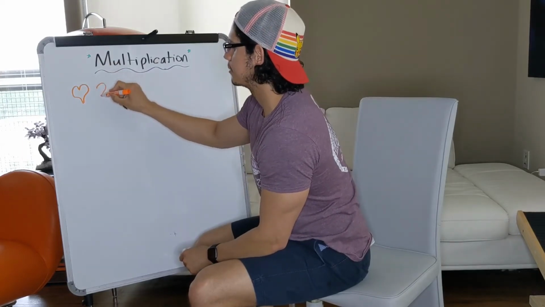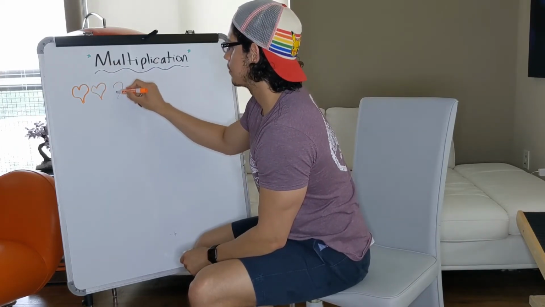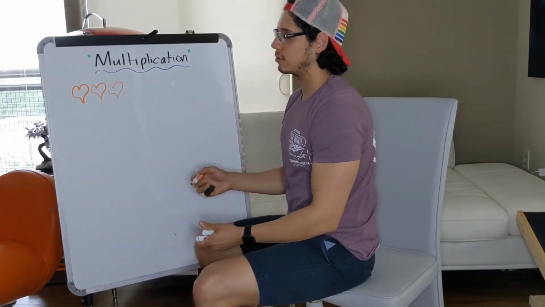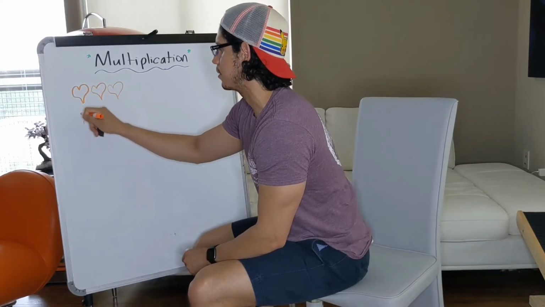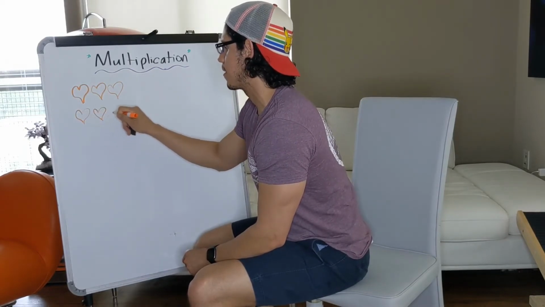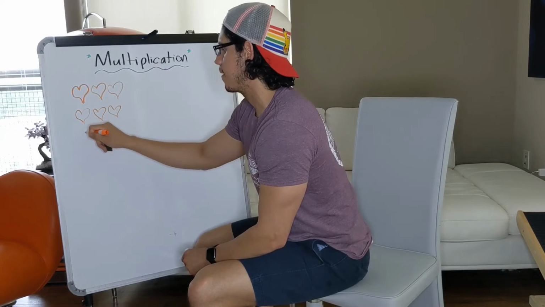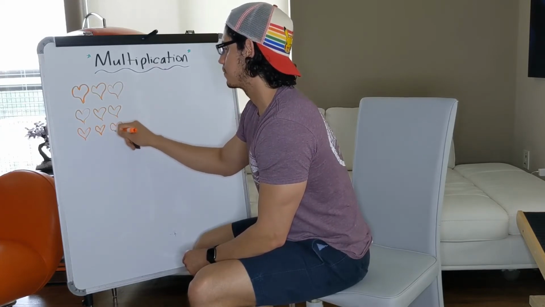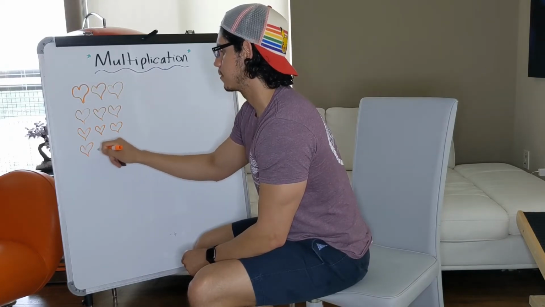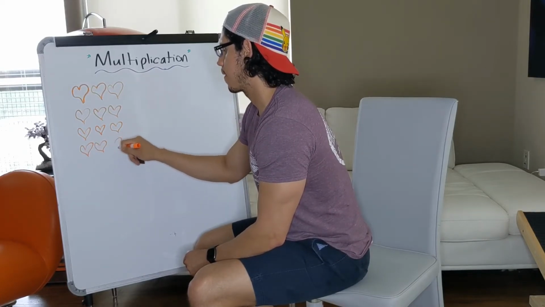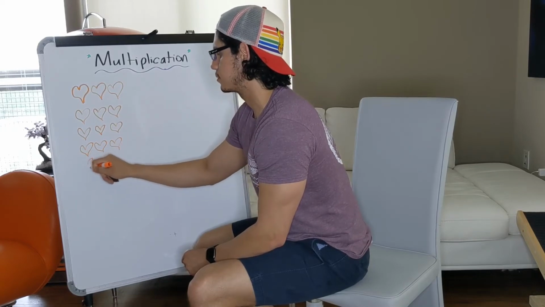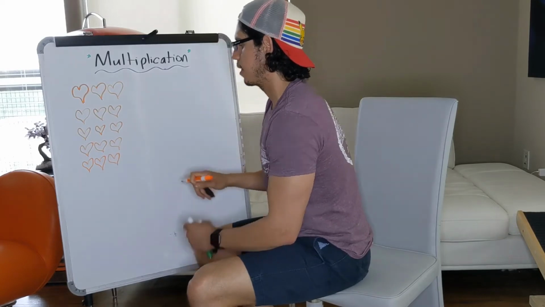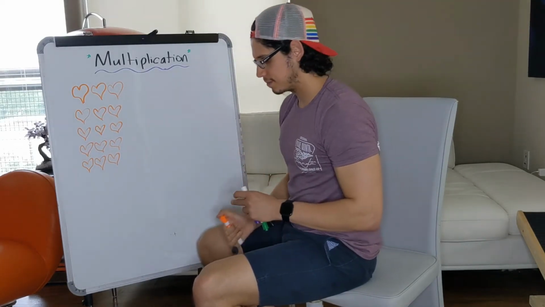Let's say I had 3 hearts in one row, and I had 5 rows of 3 hearts. So bear with me as I draw all of these complicated hearts. Oh, I'm actually getting a little better. 3, that's 3 rows. It's 4 rows. This is an array of hearts.